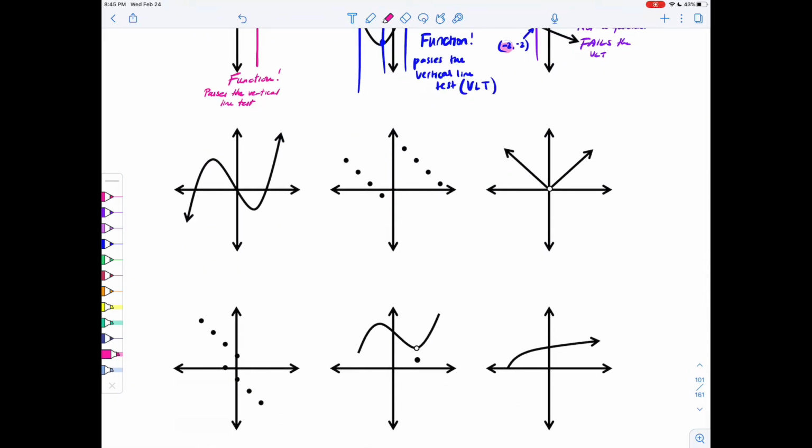At this point, I'd like you to try the next few on your own, and by few I mean 6. And when you've done so, prepare to go over them. We're going to go through these a little bit faster.